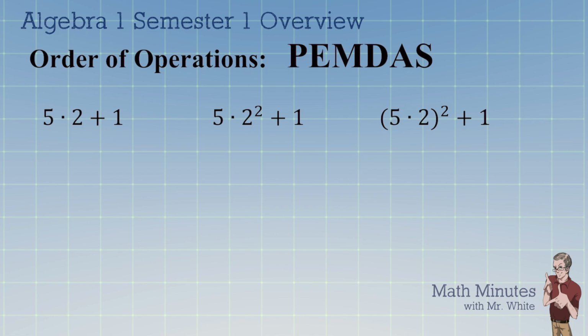So let's look at 5 times 2 plus 1. Is there any parentheses? No. Any exponents? No. But is there some multiplication and division? Yes. There it is. 5 times 2. We do that as a block left to right. So this is 10. 10 plus 1 is 11. So the very last thing we do is the adding and subtracting. So we got 11. What about this next example?